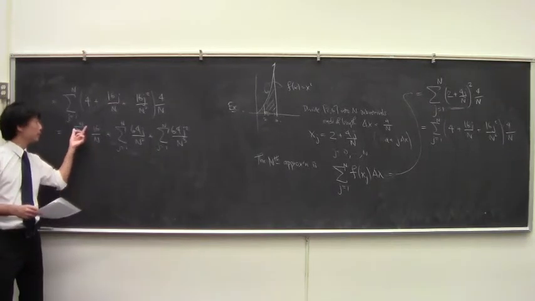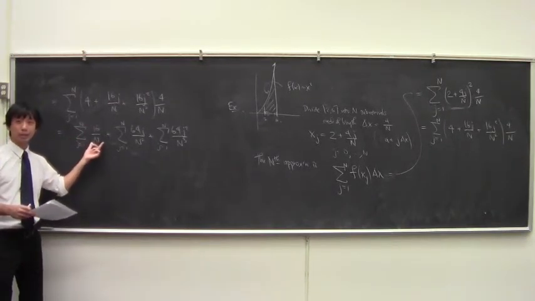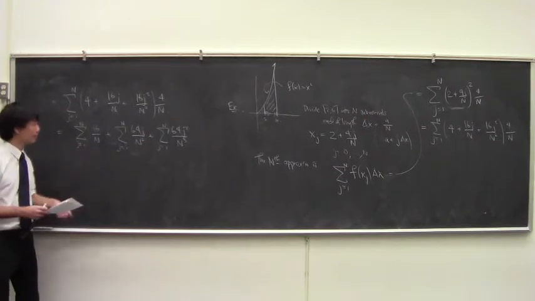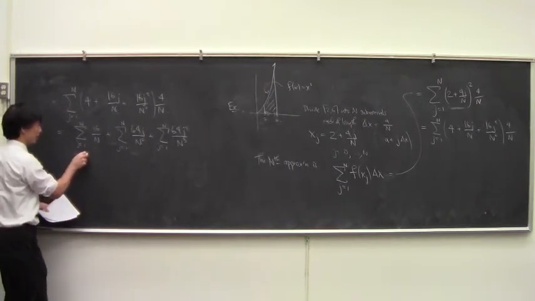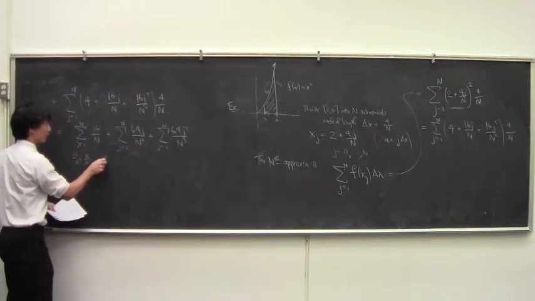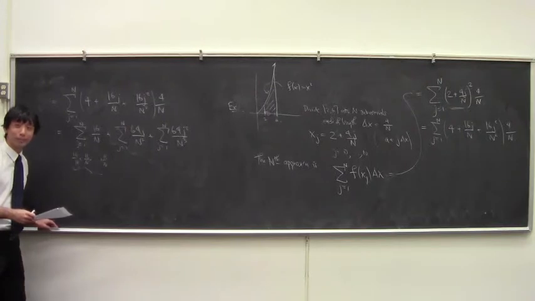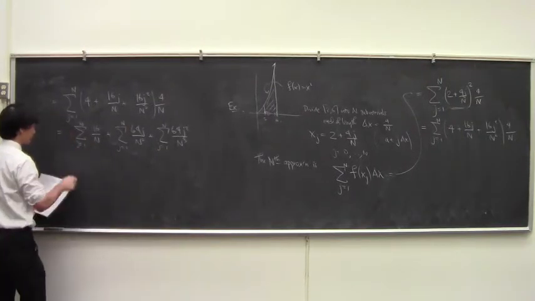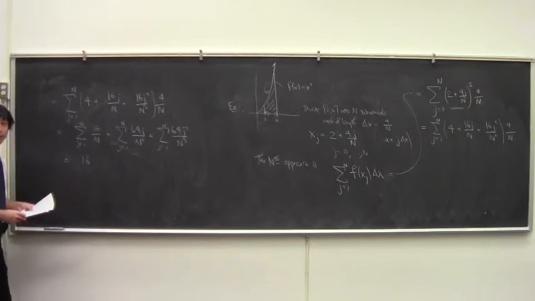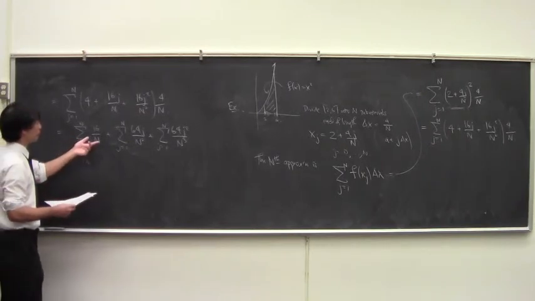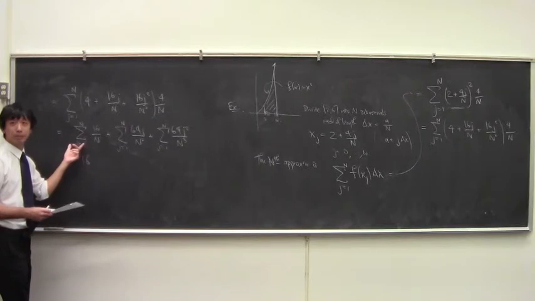As j ranges from 1 to n, and we take 16 over n, what do we get? We get 16 over n, n times. So we get 16 over n plus 16 over n, and so on, 16 over n. We do that n times, right? So we get 16. The first one is 16, because we get 16 over n, n times.